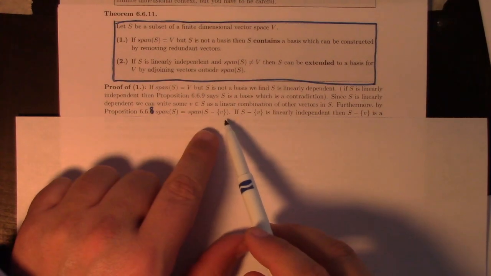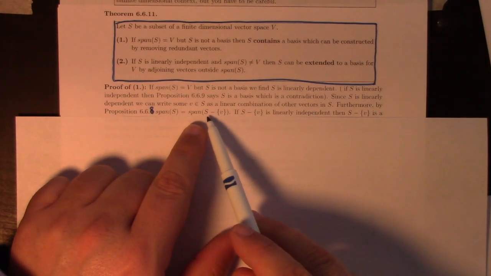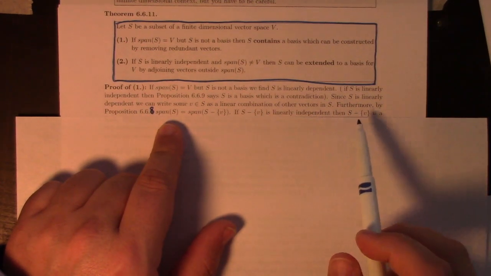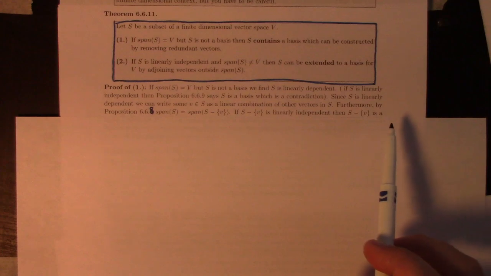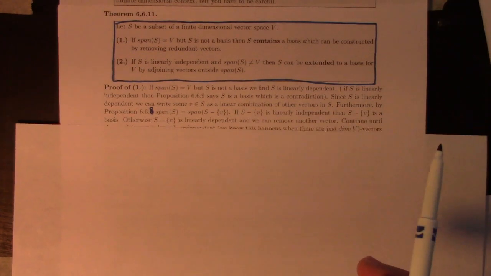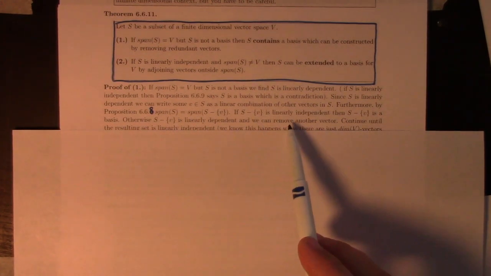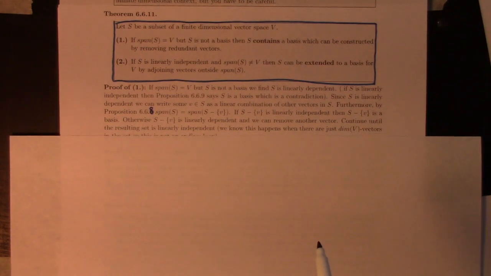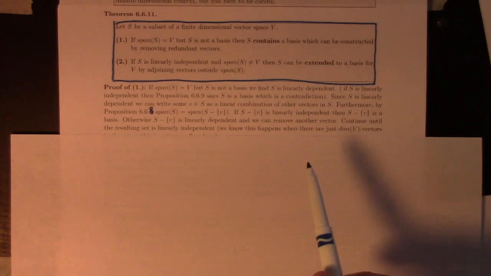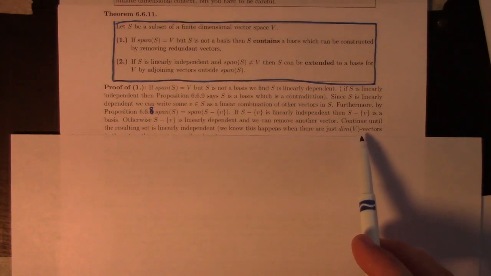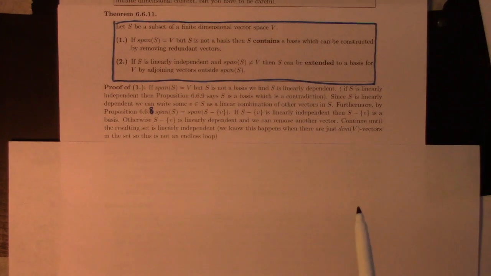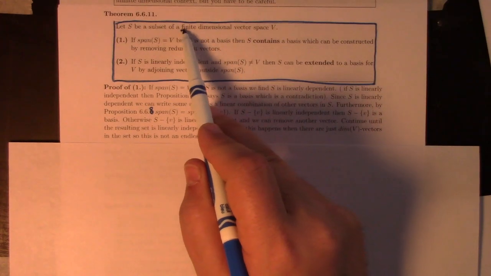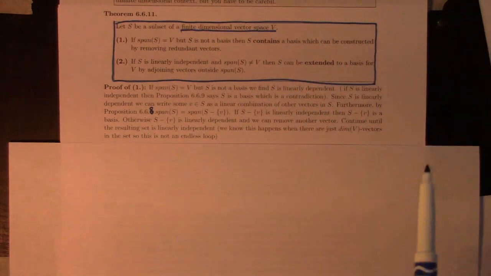So we can remove v, which is a linear combination of other vectors in S, and not change the span. Now, if S with v removed is linearly independent, bingo, we have a basis, so we're done. But otherwise, it's linearly dependent, and we can remove another vector. We can continue until the resulting set is linearly independent. We know this happens when there are just dimension of V vectors in the set, right? So this is not an endless loop. Notice the context here: finite dimensional vector space V, all right?